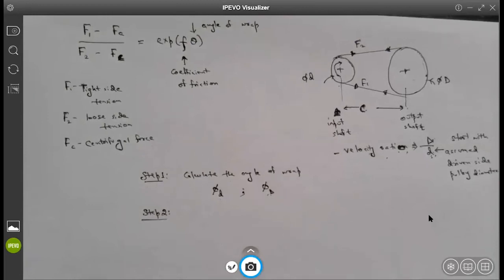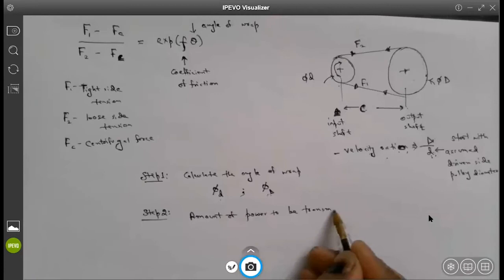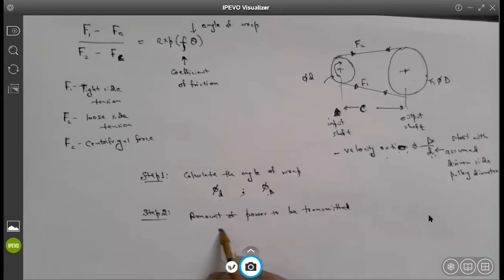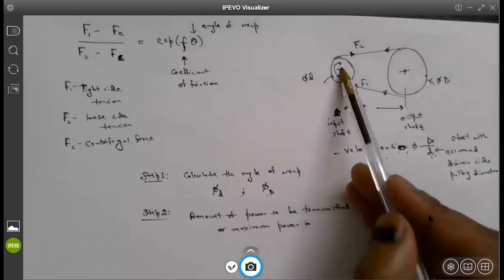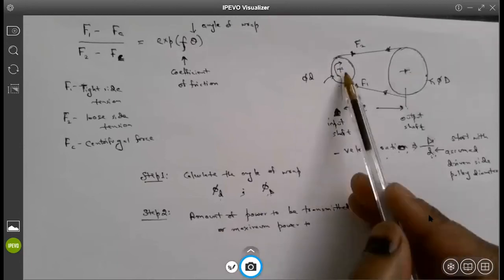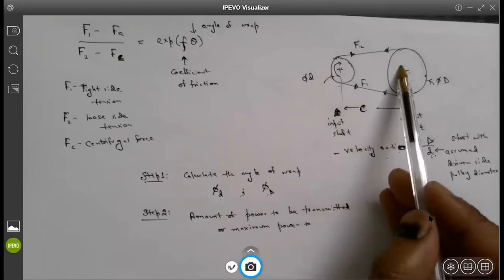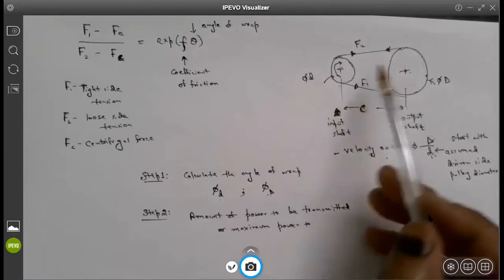Great. Step number 2 is that you would also need to know how much power needs to be transmitted, or what the maximum power to be transmitted is. So for example, you need to transmit 20 horsepower from input to output. Now the torques will be different, meaning the driven side and driving side will have different torques, and let me explain why in a short while.